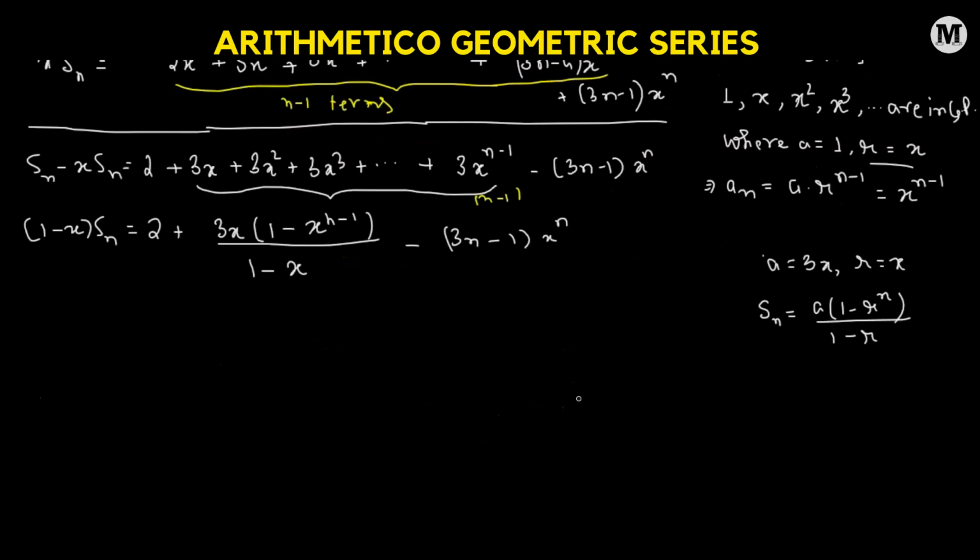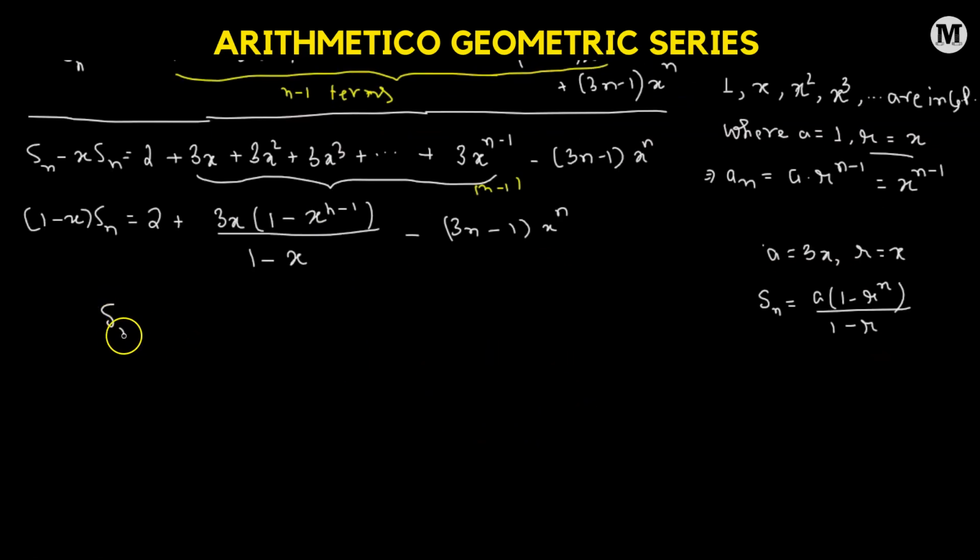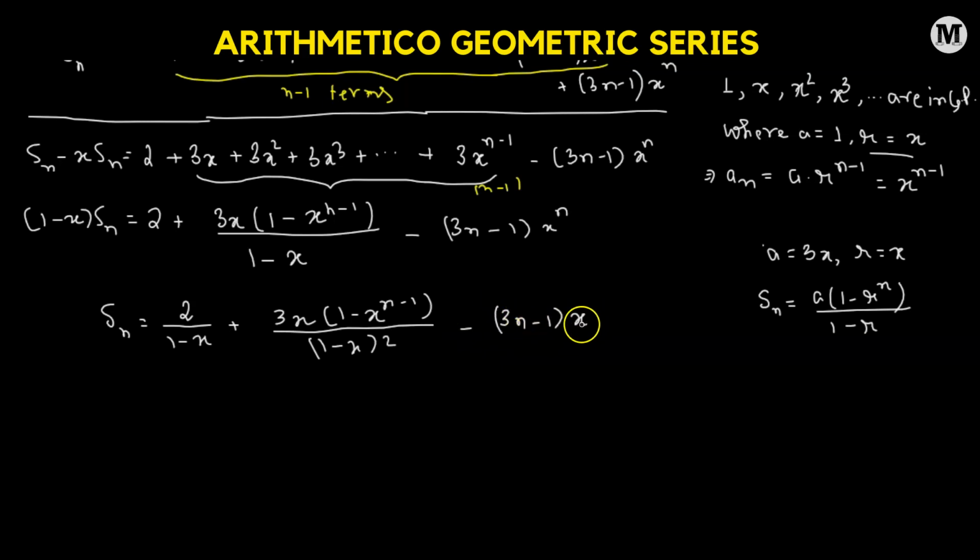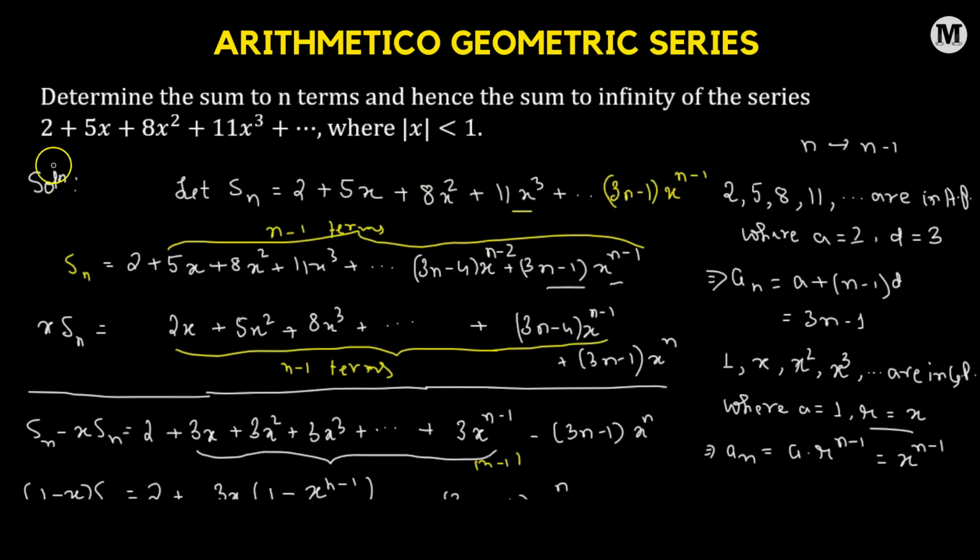power of n. Now to find out the sum up to n terms, we're going to divide each term on the right hand side by 1 minus x. So that's going to give us 2 over 1 minus x, added to 3 times x multiplied to 1 minus x raised to the power of n minus 1, whole divided by 1 minus x whole squared, minus 3n minus 1 times x raised to the power of n, whole divided by 1 minus x. So this is going to be the sum to n terms of the Arithmetico-Geometric series 2 plus 5x plus 8x squared plus 11x cubed. Okay, the sum to n terms, that is done.